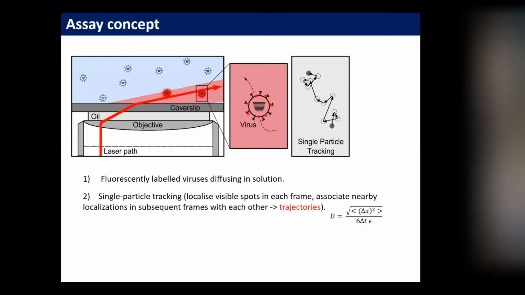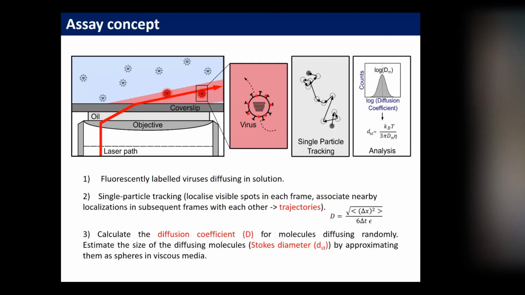In single particle tracking, you localize the visible spots in each frame of your acquisition movie, and then you associate the spots with spots in adjacent frames, and you get trajectories. From this, you can get a diffusion coefficient for each trajectory. We then plot these, take the peak as the average diffusion coefficient, and use the Stokes-Einstein relation to get an estimate of the diameter of the diffusing particle. And that's the readout for our assay.